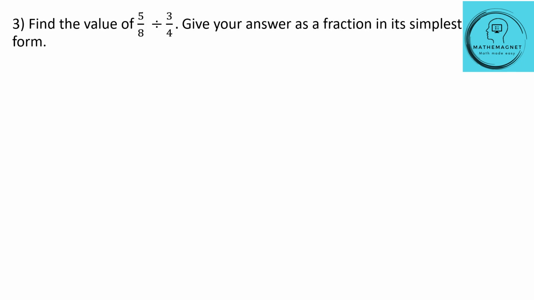The next question: find the value of 5/8 divided by 3/4. Give your answer as a fraction in its simplest form. So the question 5/8 divided by 3/4 can be rewritten as 5/8 × 4/3, because division when it comes here becomes multiplication, and 3/4 becomes 4/3. Now here we can simplify this 5/8 × 4/3 using the 4 tables. 4 and 8 goes twice. So it becomes 5 × 1/2 × 3, which is equal to 5/6. So 5/6 is the simplest form of your answer.